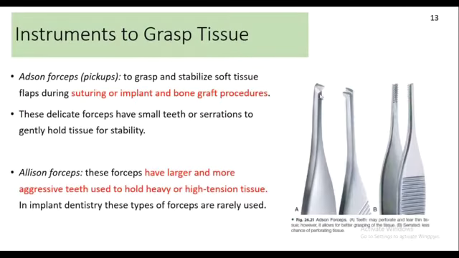The instrument which is used to grasp the tissue is also called the Adson's forceps, which is used to grasp or stabilize the soft tissue during suturing or during the implant or bone graft procedures. There is also another type of Adson's forceps, which is a more aggressive tool and is used to hold heavy or high tension tissue.